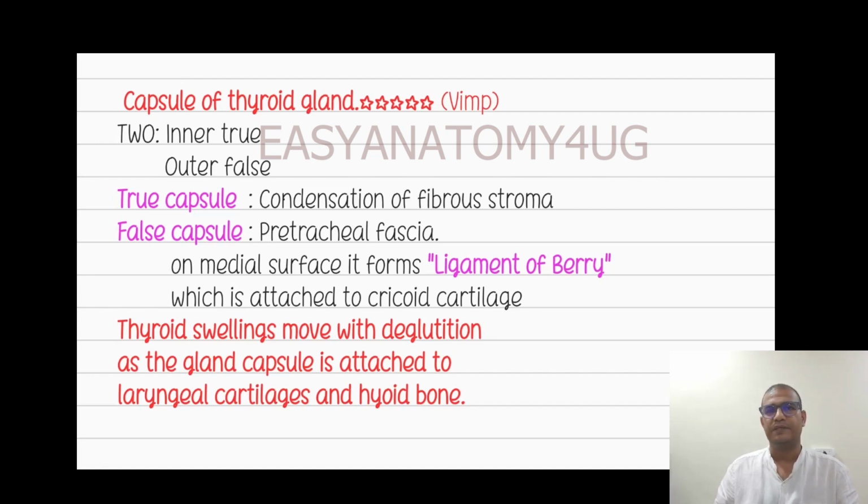So this pretracheal fascia, its condensation, is attached to the hyoid bone, and to the cricoid cartilage. That is why the swellings of the thyroid gland are easily distinguished from other swellings, because the thyroid swelling moves with the deglutition.